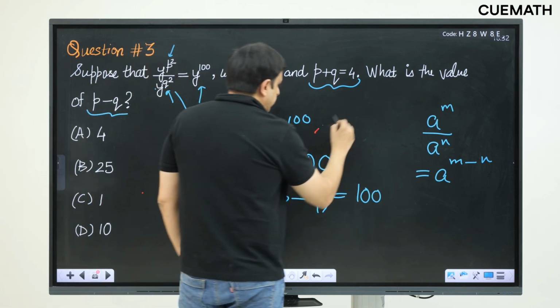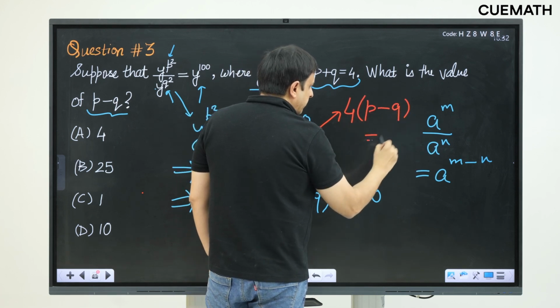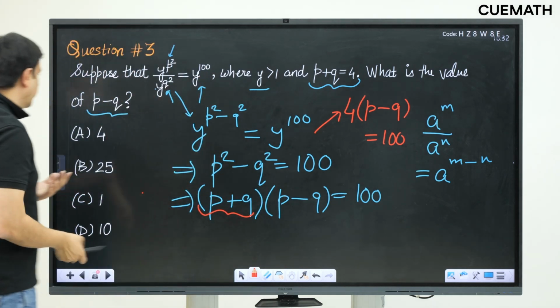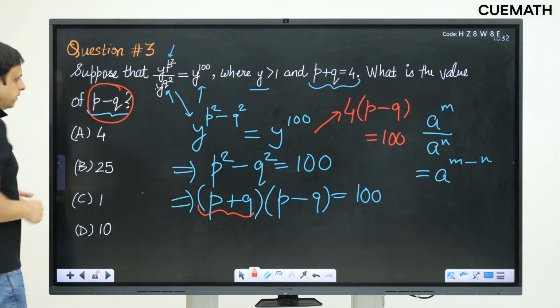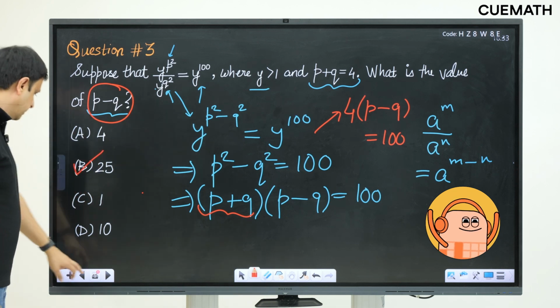So, let me write that here. 4 times p minus q is equal to 100, and that means that p minus q is 100 divided by 4 or 25. So, the value that we wanted to find, p minus q, is equal to 25. So, option B is our answer here.